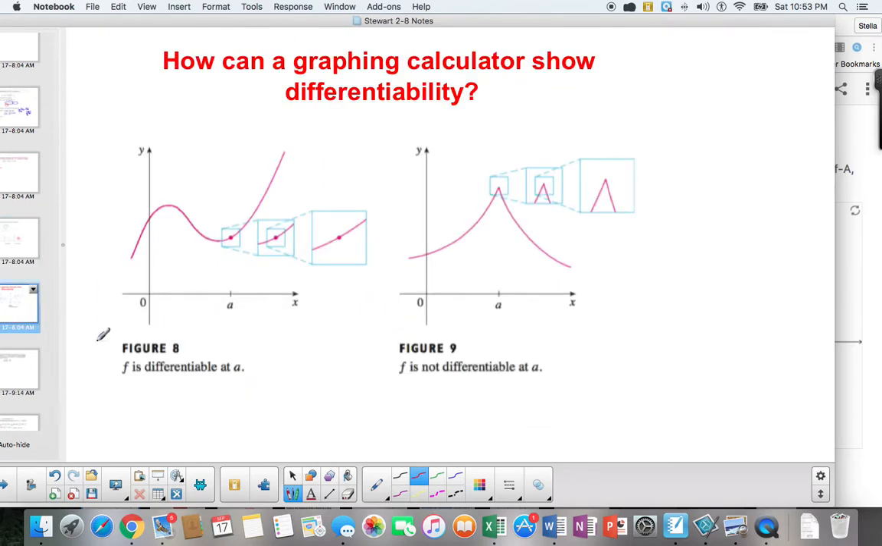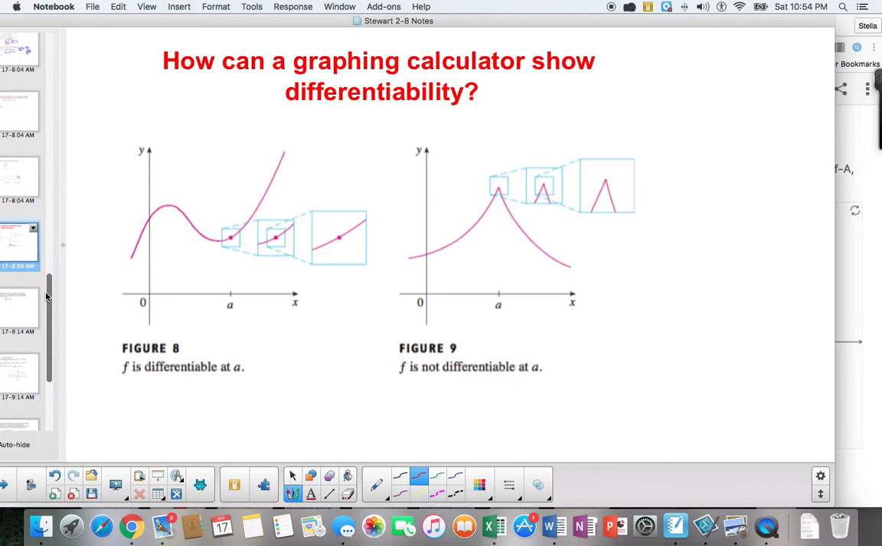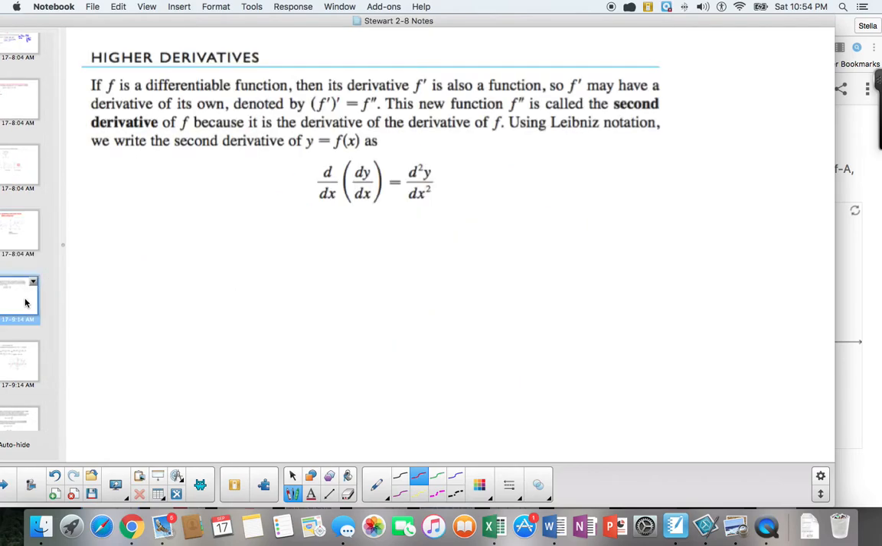How can a graphing calculator show differentiability? Well, if you zoom in close enough and you see this smooth curve, which ends up looking more and more linear, then you know you're going to be able to have a derivative. But if you get closer and closer in, and there are these corners or rapid changes, then it's showing you that you can't have a derivative at that point.